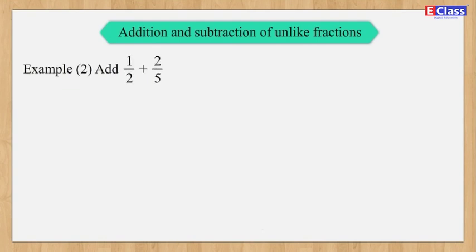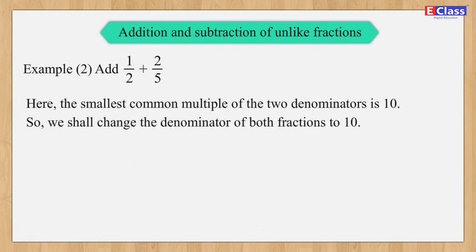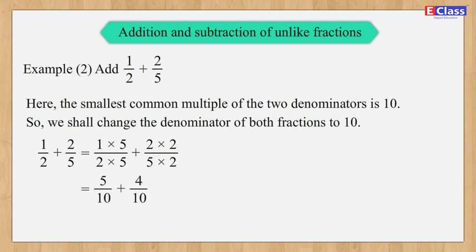Example 2. Add 1/2 plus 2/5. Here, the smallest common multiple of the two denominators is 10. So, we shall change the denominator of both fractions to 10. 1/2 plus 2/5 is equal to (1 multiplied by 5)/(2 multiplied by 5) plus (2 multiplied by 2)/(5 multiplied by 2), which is equal to 5/10 plus 4/10, which is equal to (5 plus 4)/10, which is equal to 9/10.